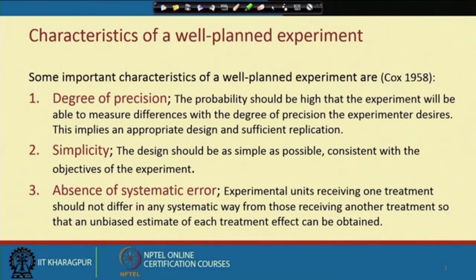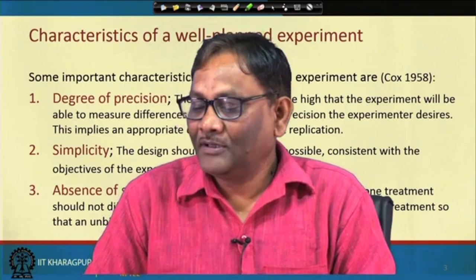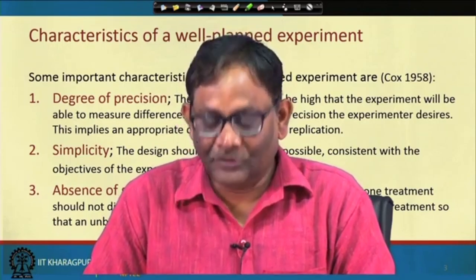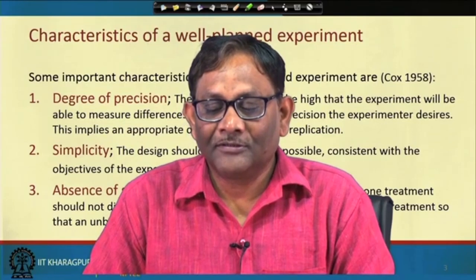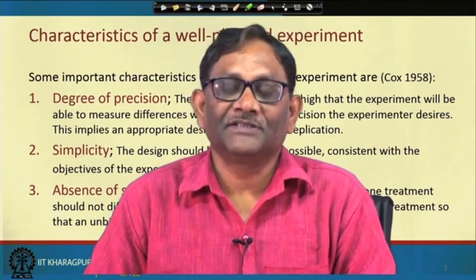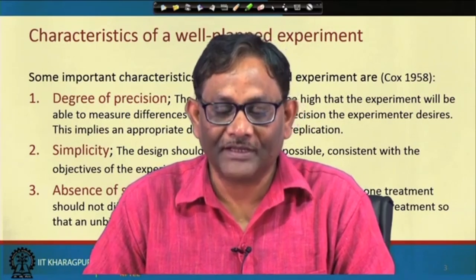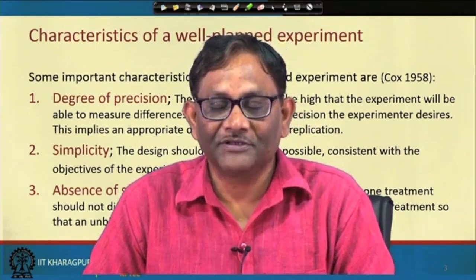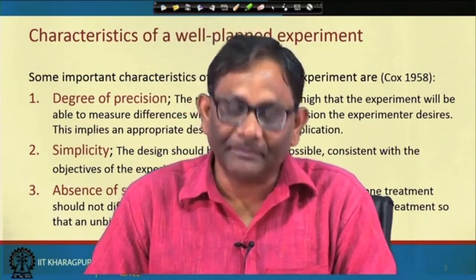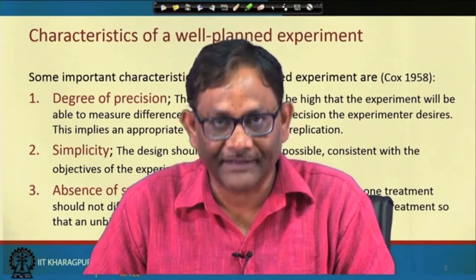well planned. Now, what are the important characteristics of a well-planned experiment, which are listed by Cox, 1958? One is degree of precision. It is something like this. Suppose you want to measure the length of a piece of rod, then you must measure it with precision. It means if you measure it repeatedly, the measurement should ideally be the same. If it is 10 meter, it should be 10 all the time.